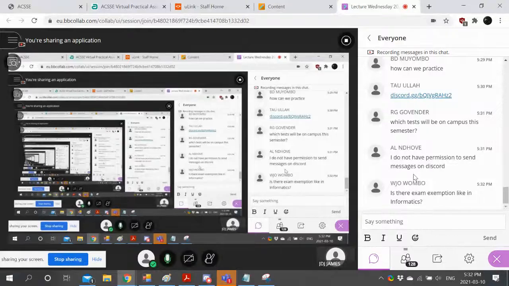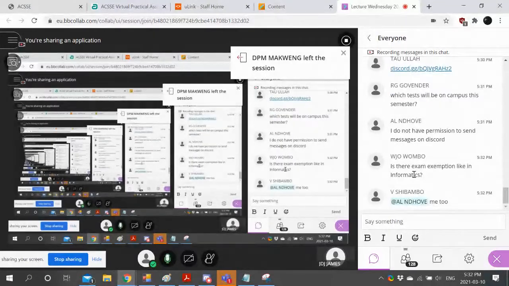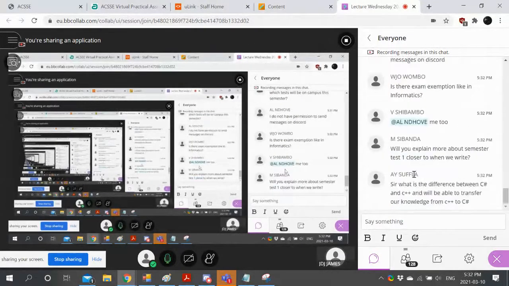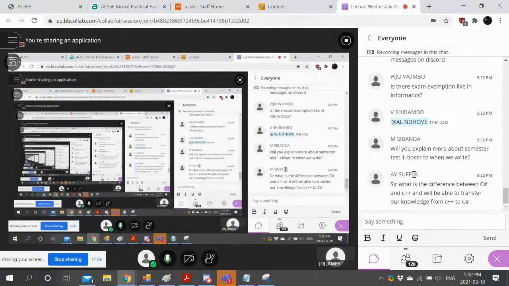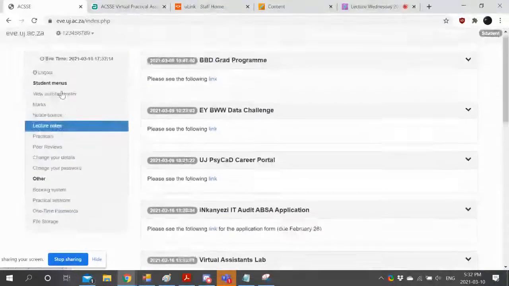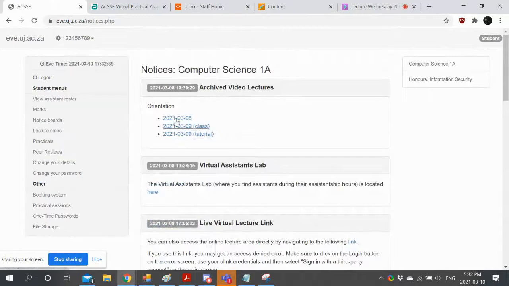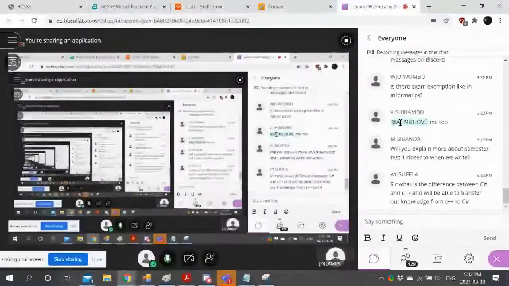You don't have permission on Discord because you've just joined, so you need to join during office hours, then you will be assigned the student role. We did discuss this in yesterday's lecture. Okay, again, also for the exam exemptions that were discussed in yesterday's lecture, please do make sure that you keep up to date with all of the content that's been made available to you. The previous lectures are available from the lecture notes, the notice board, archived video lectures, and you'll see that we discuss the exemption in the class there.